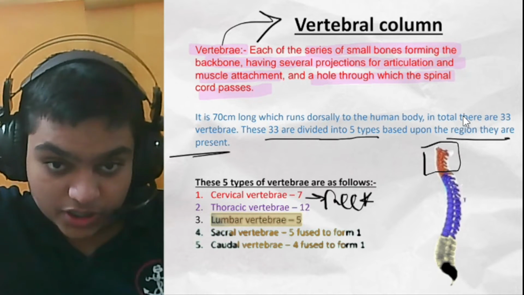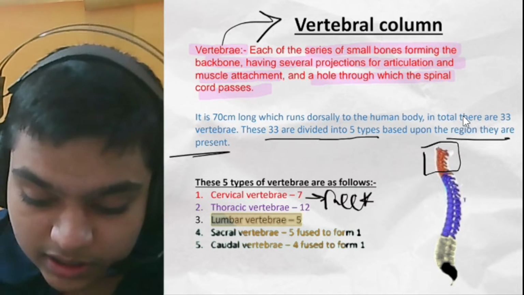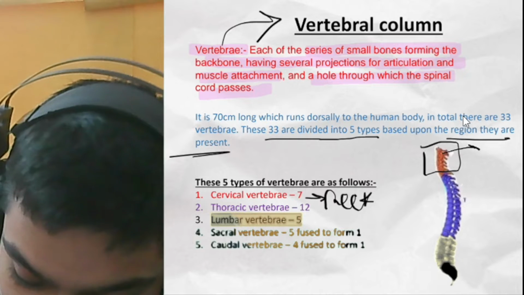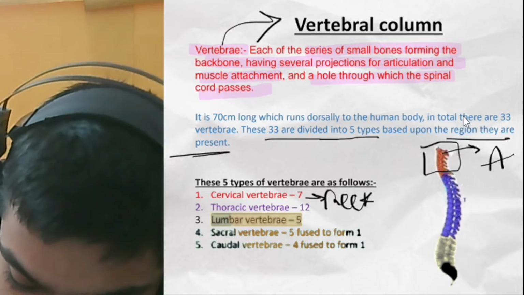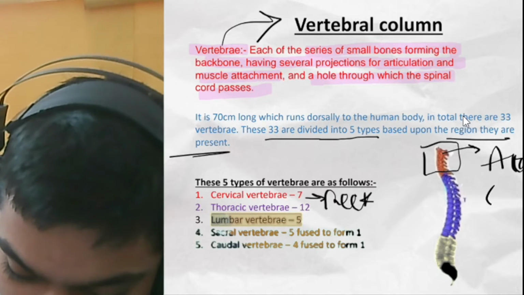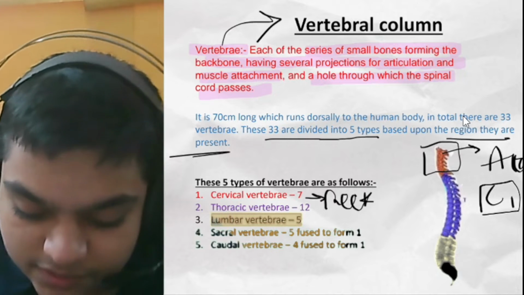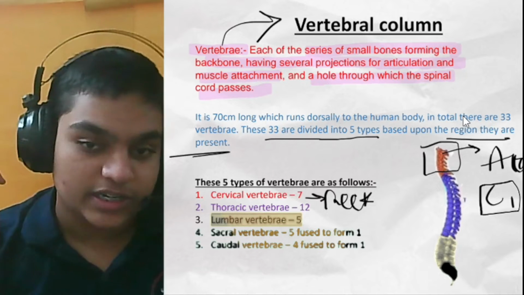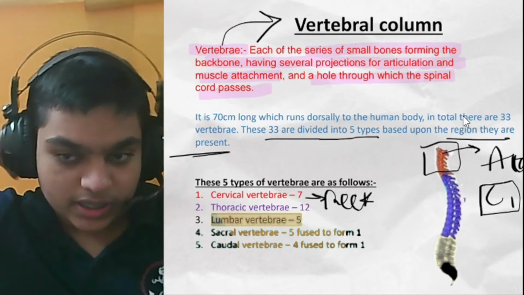They are present at your neck region. And interestingly, the first vertebrae is your atlas, which belongs to C1. Atlas C1. It is a cervical vertebrae, which is your first vertebrae, which articulates with the head here.